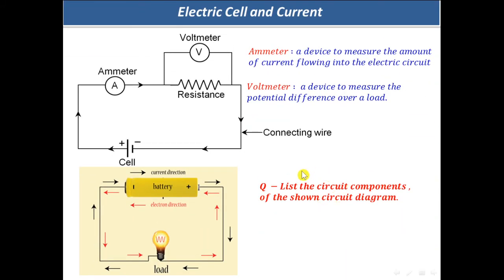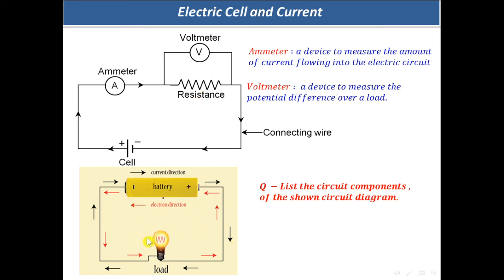Now we come to the electric circuit and the current. What I would like you to know from the circuits here is what the ammeter is and what the voltmeter is. An ammeter is a device to measure the current which is flowing in the circuit. The voltmeter is a device which is used to measure the potential difference across the device or across the load which is connected to the circuit.